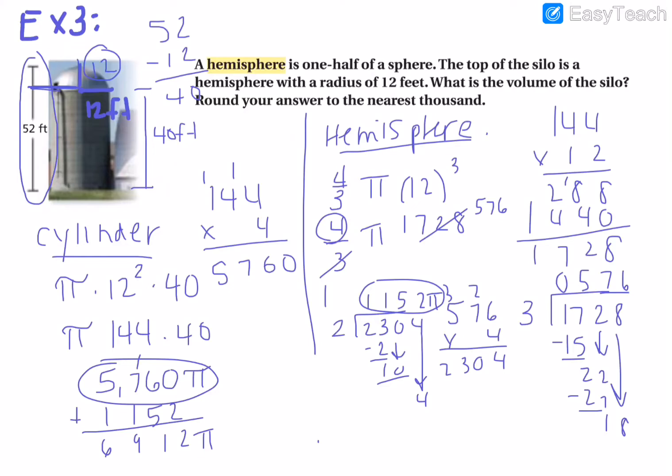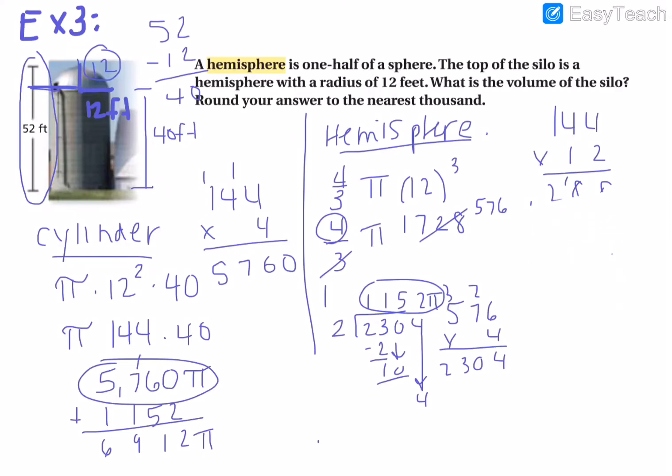This is a real life problem, so honestly, you don't want to tell somebody, hey, you can fit 6,912 cubic feet of stuff. Times pi, though. I think they would think that we are crazy. They want the actual number. So we're going to take the time to multiply it out.